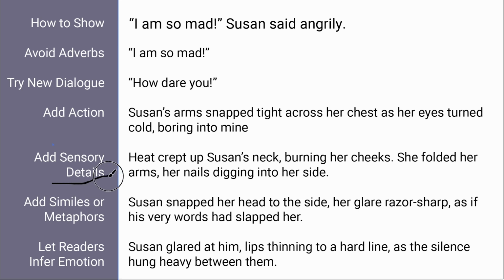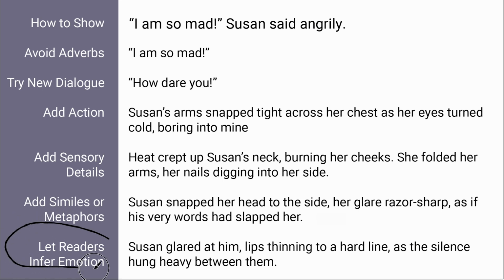Another way is to add sensory details. So when someone's mad, how does that make you feel? Imagine what that character's body would feel like. So here I put, heat crept up Susan's neck, burning her cheeks. She folded her arms, her nails digging into her side. Or you can add similes or metaphors. So that's the like or as if type of examples. She snapped her head to the side, her glare razor sharp, as if his very words had slapped her. The reader's going to see that and empathize with her.